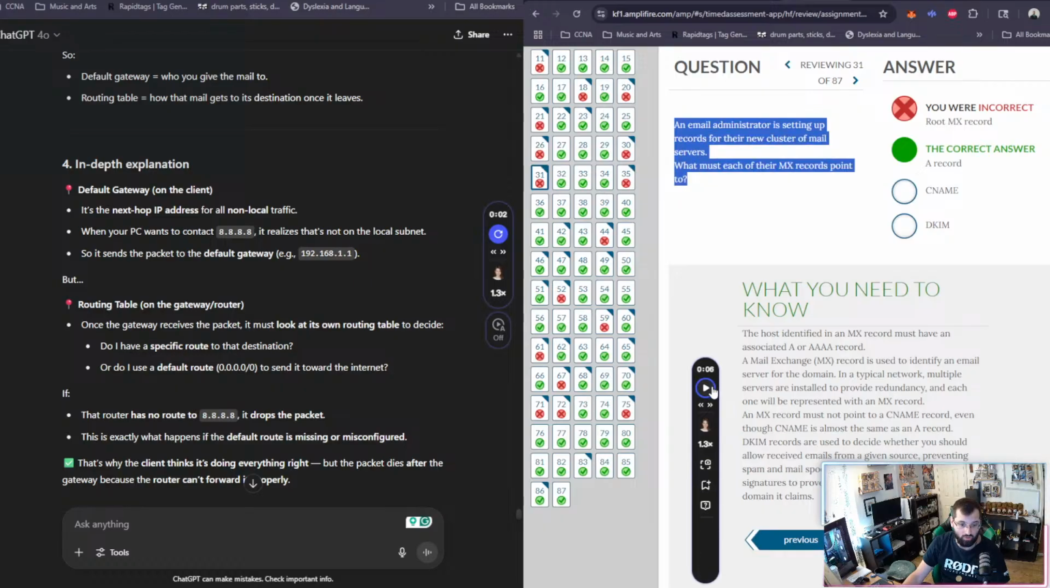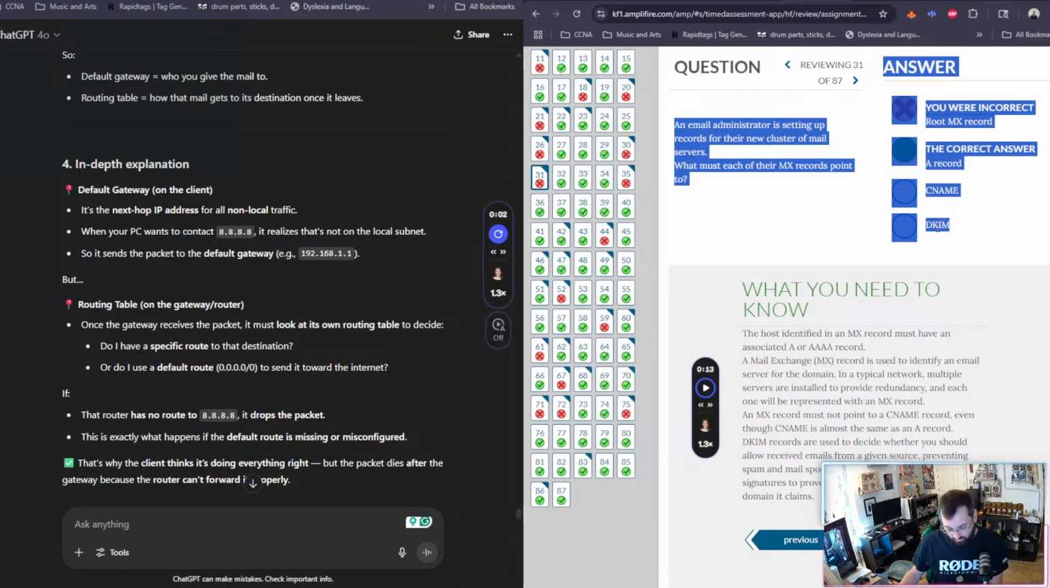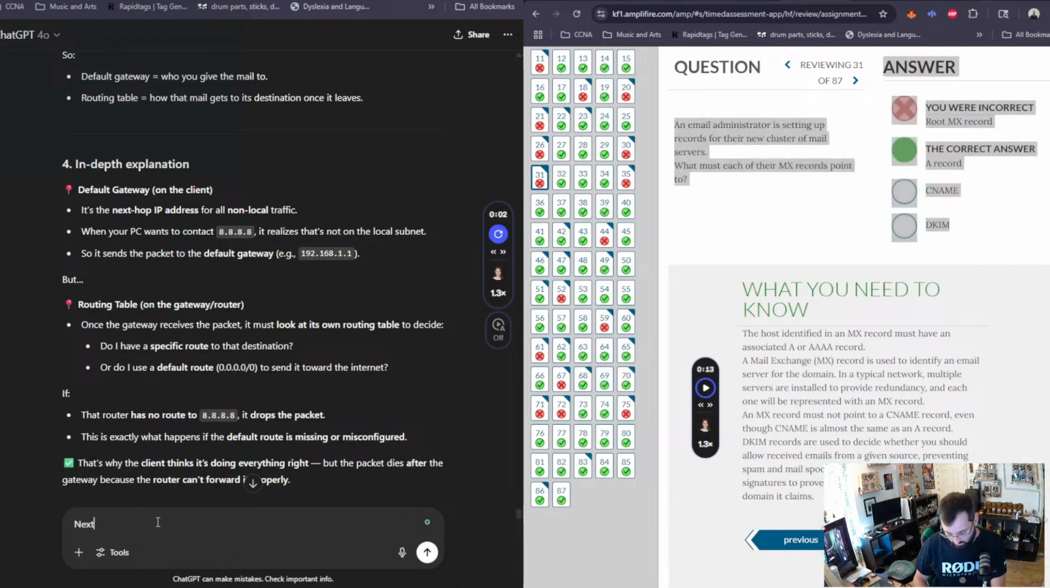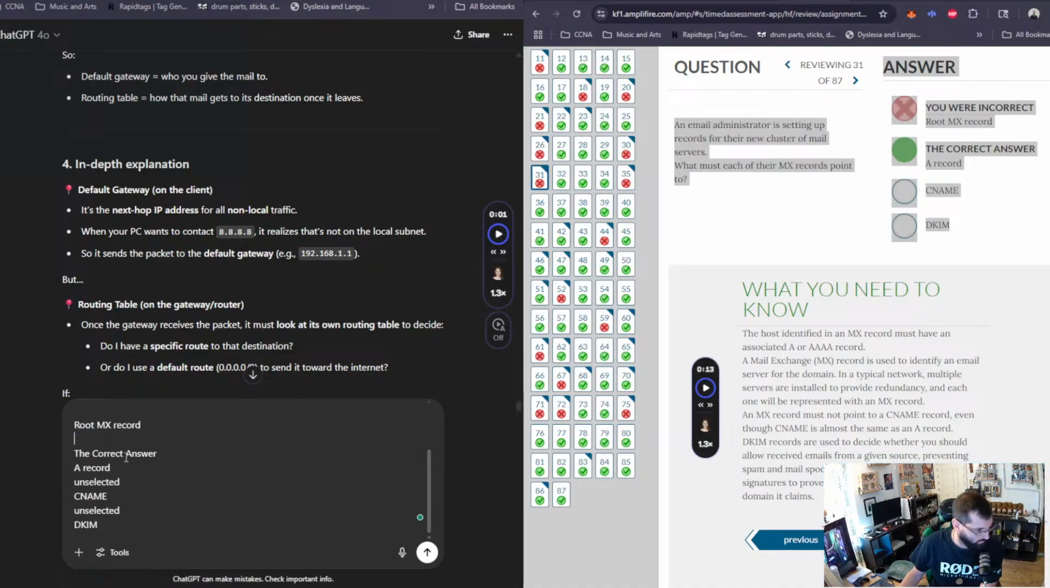This is another one that I struggle with. An email administrator is setting up records for their new cluster of mail servers. What must each of their MX records point to? Okay. An A record. So it needs to have an IPv4 or an IPv6.